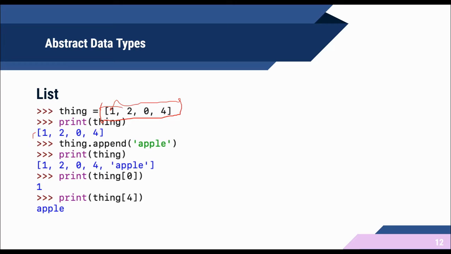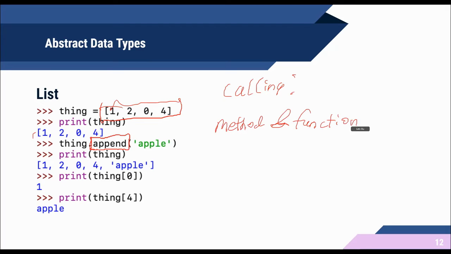And down here, we're calling. So I'll define what calling means in a second. We're calling this function called append, or rather it's called a method. Method and function are basically almost the same. So you can think about them the same way. And remember, like I said earlier, for now you can just think of a function as something that does something for you. So calling just means to use a function.